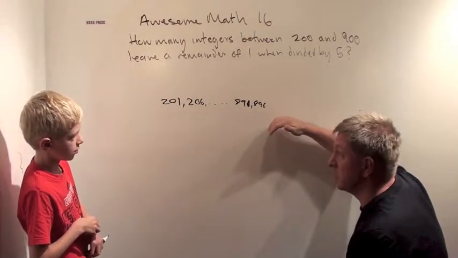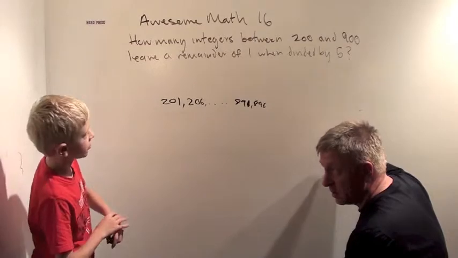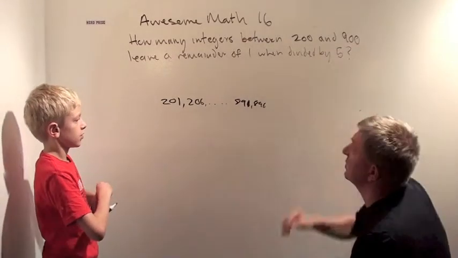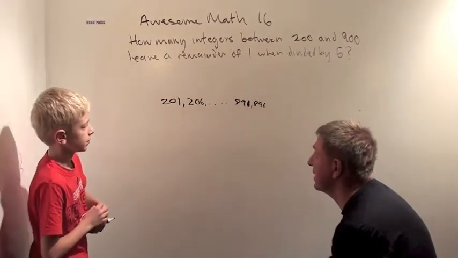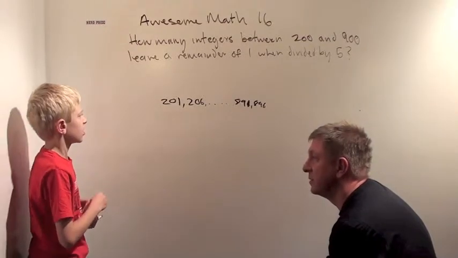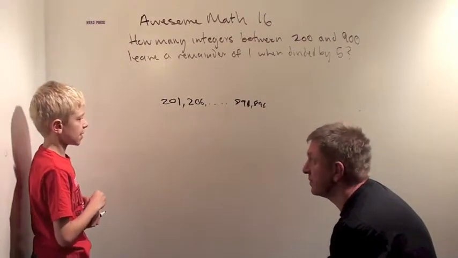No, no. Why not 901? Because it's between 200 and 900. Oh, it's too big. Okay, great. Alright, so we have that list. What are we going to do now? Well, now we need to figure out how many there are.